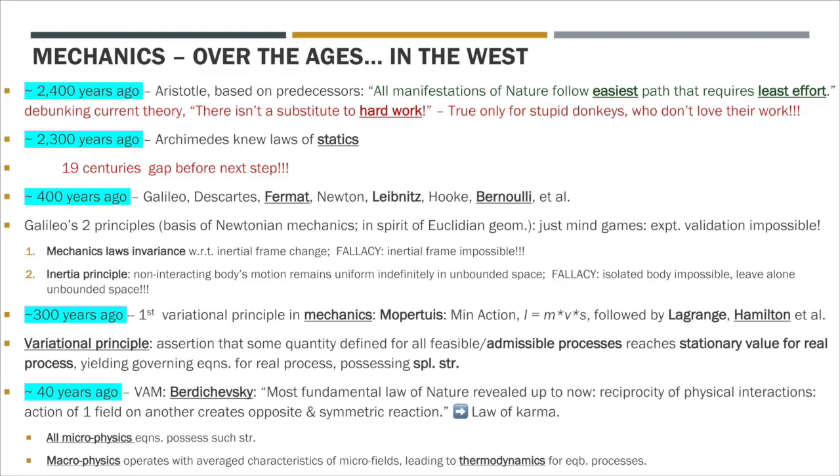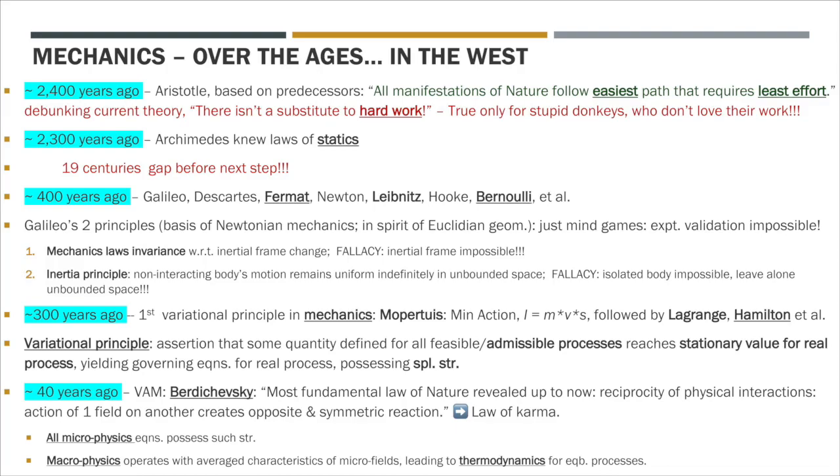What is the fallacy here? There's no such thing as an isolated body. We are all inclusive. Everything interacts with each other. How strong the interaction is, is the only question. So leave alone unbounded space. How do we know that space is unbounded? We are just assuming that space is unbounded. But physics or physicality is all about boundaries.